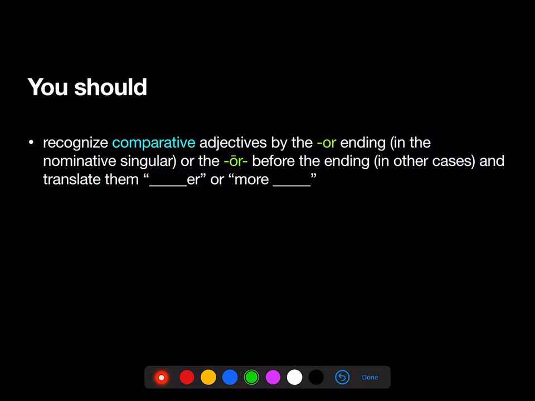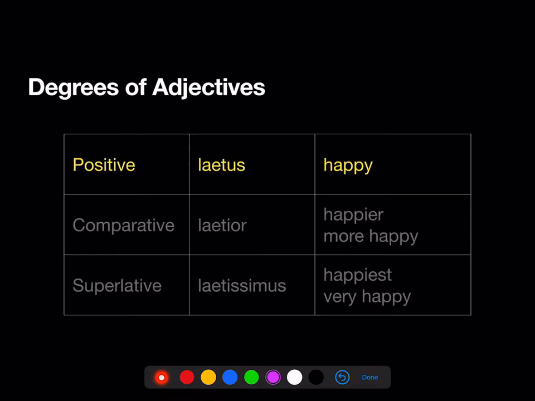At the end of this stage, you should also recognize comparative adjectives by the -or ending of the nominative singular or the -or- before the ending in the stem in all the other cases. And you should know to translate comparative adjectives as blanker or more blank.